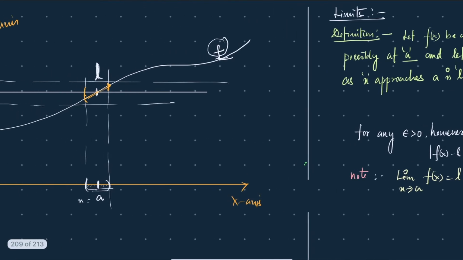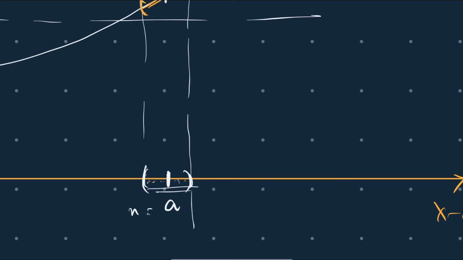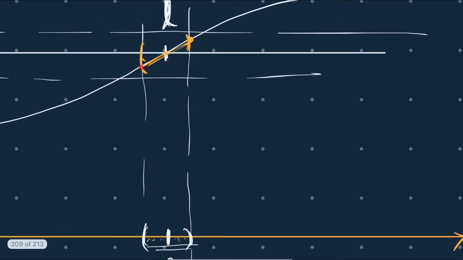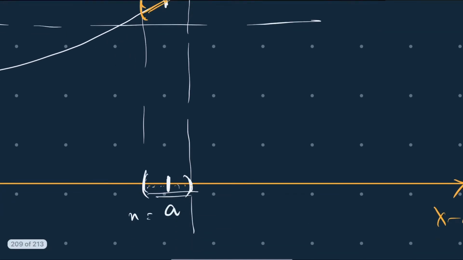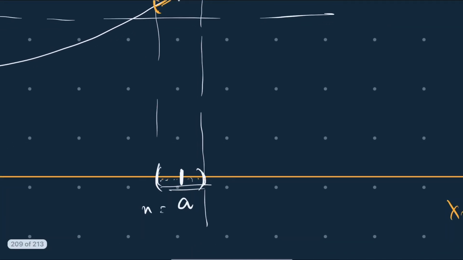It means whenever our x is approaching A, the function also will approach this point L. Is that clear? You can see we are approaching A from the left hand side and also from the right hand side. Approaching from the left is called the left hand limit, and approaching from the right is called the right hand limit. Whenever the left hand limit is equal to the right hand limit, the limit of the function exists.